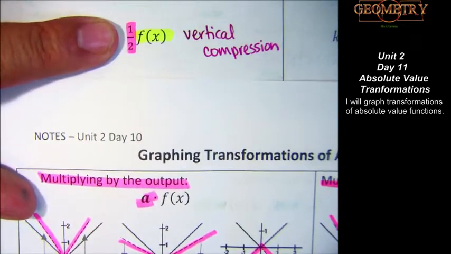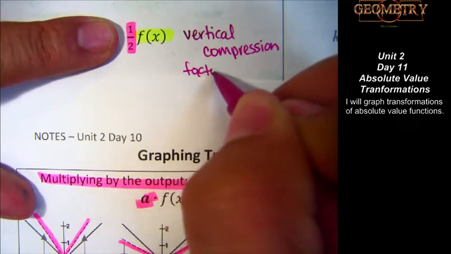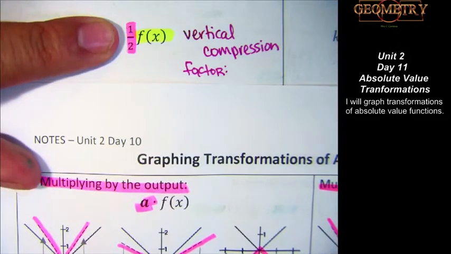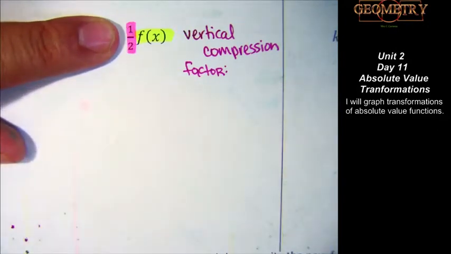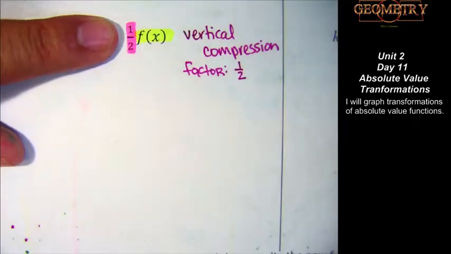To talk about how far we have a compression, we can talk about its compression factor. Factor meaning the thing you multiply by. What am I multiplying by? The half. And so my vertical compression factor is 1/2.